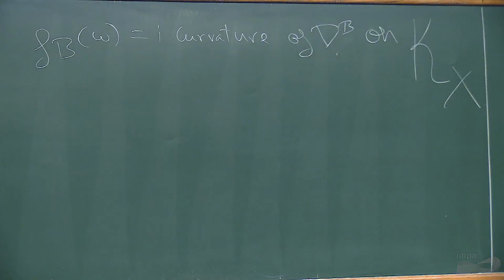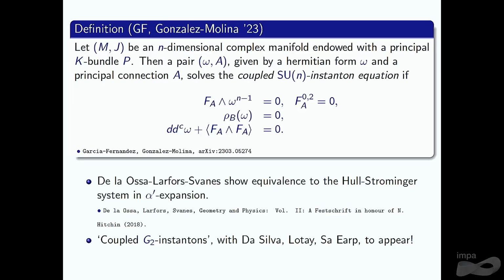Okay. So these equations are super interesting for several reasons. One is that they are related to these Hull-Strominger equations that we all love and heard about. And actually, physicists prove that they are equivalent in alpha prime expansion to the Hull-Strominger system, whatever this means. Another reason why we like these equations is because they actually provide coupled instantons, and that's the name.